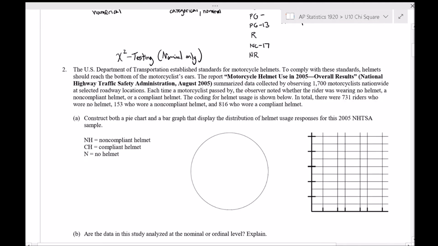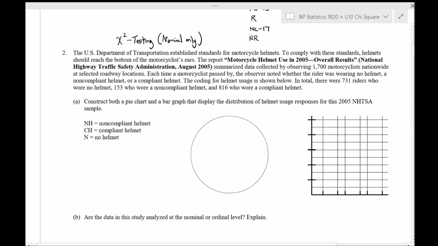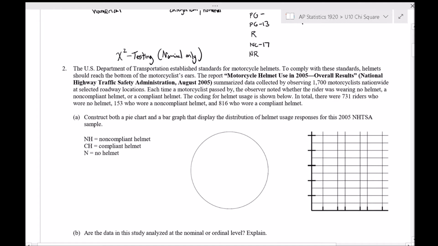So either way, number two is going to be a graphing problem. I'll go ahead and read it. The U.S. Department of Transportation established standards for motorcycle helmets. To comply with these standards, helmets should reach the bottom of the motorcyclist's ear or ears. The report, Motorcycle Helmet Use in 2005: Overall Results, is from the National Highway Traffic Safety Administration, August 2005. It's an old article. It summarized data collected by observing 1,700 motorcyclists nationwide at selected roadway locations. Each time a motorcyclist passed by, the observer noted whether the rider was wearing no helmet, a non-compliant helmet, or a compliant helmet. So we have 3 categories.